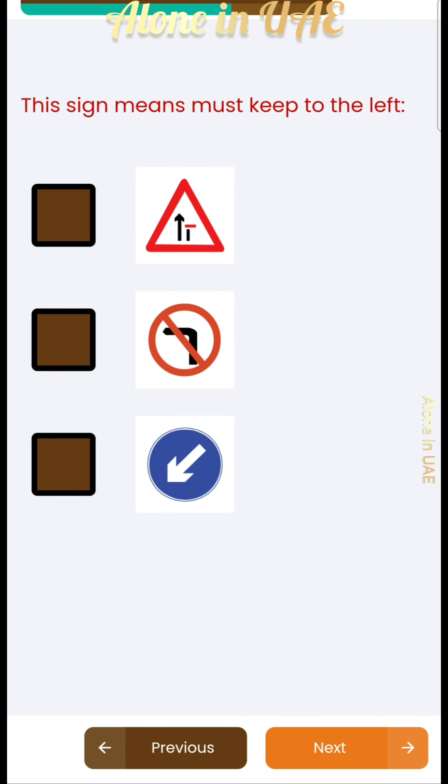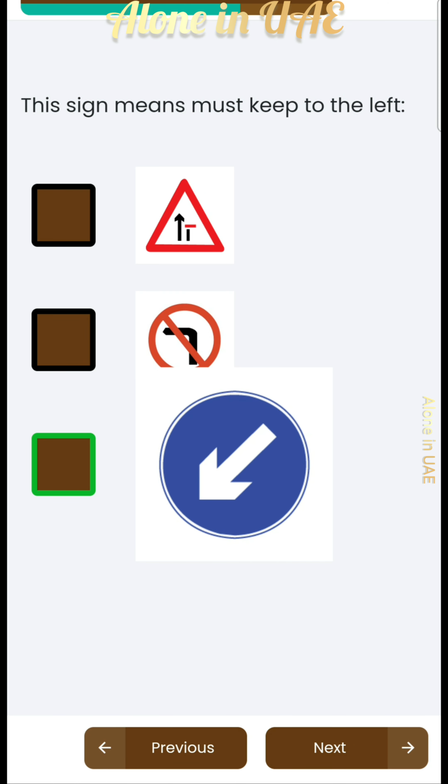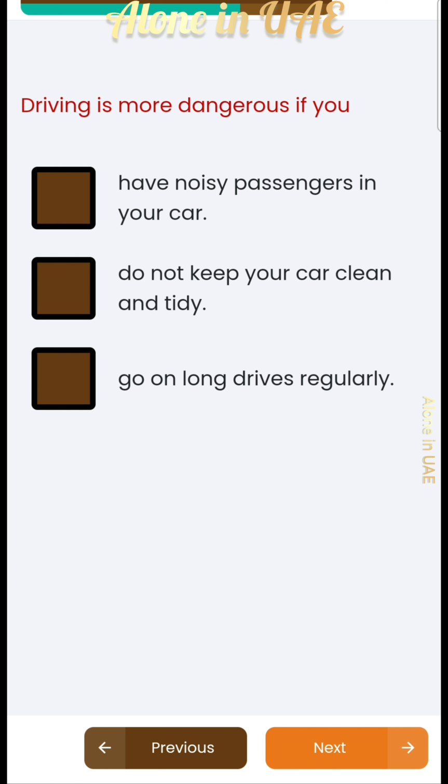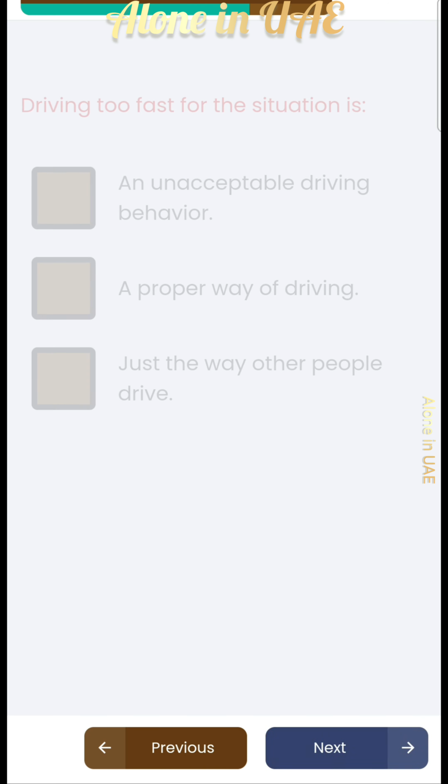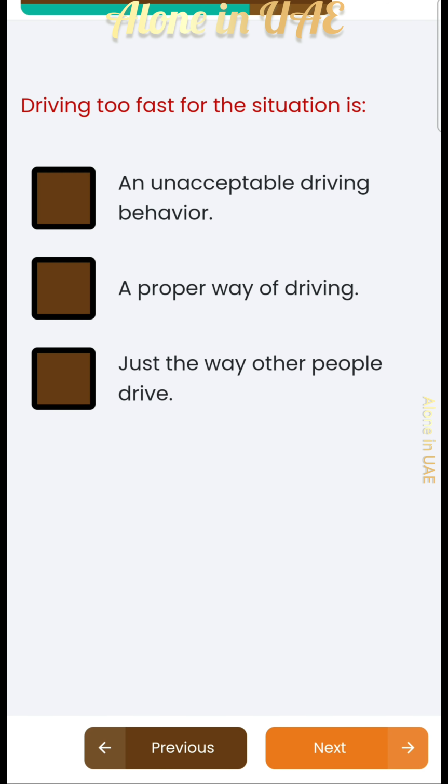This sign means you must keep to the left. Driving is more dangerous if you have noisy passengers in your car. Driving too fast for the situation is an unacceptable driving behaviour.